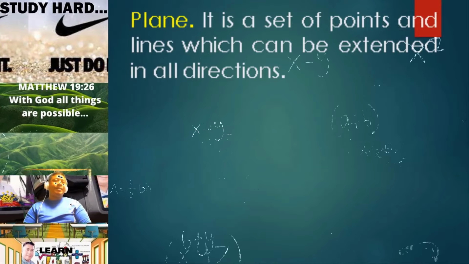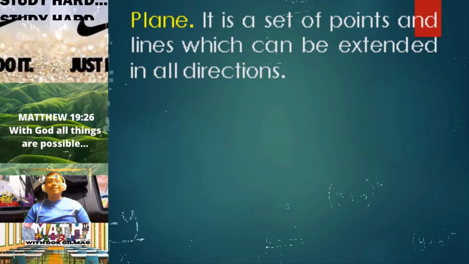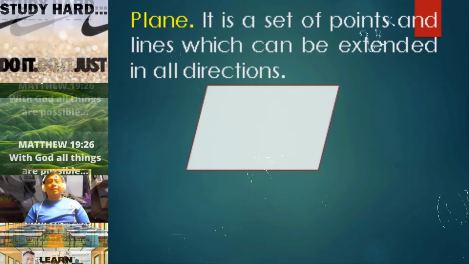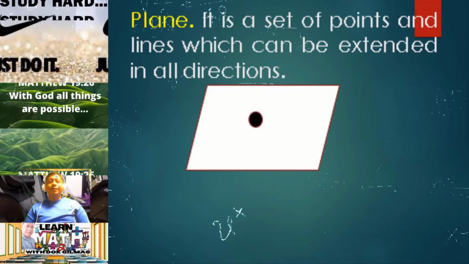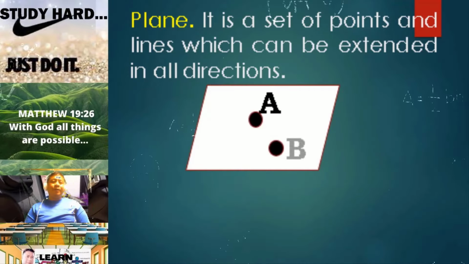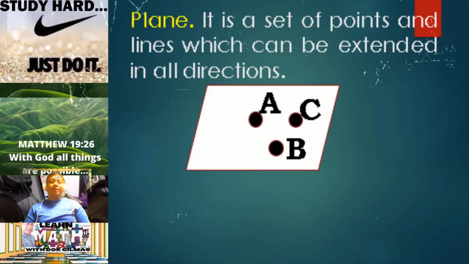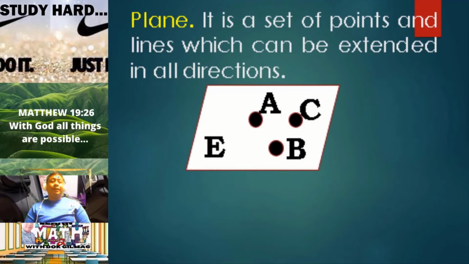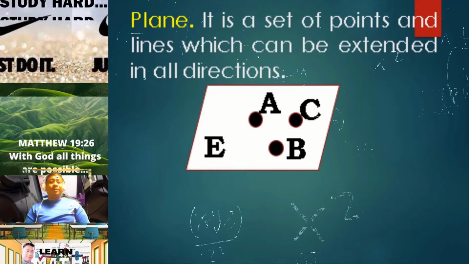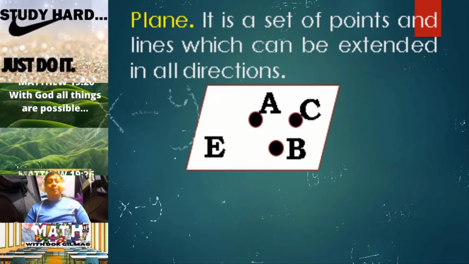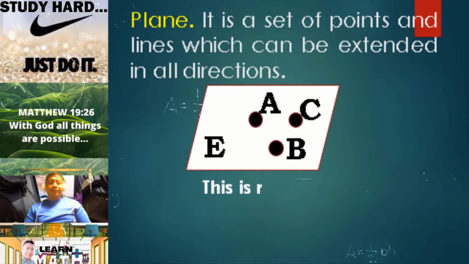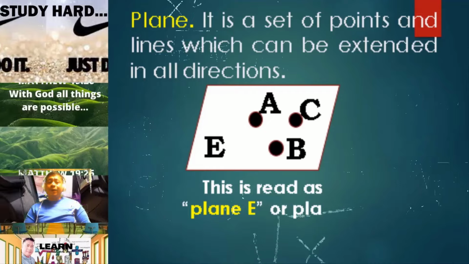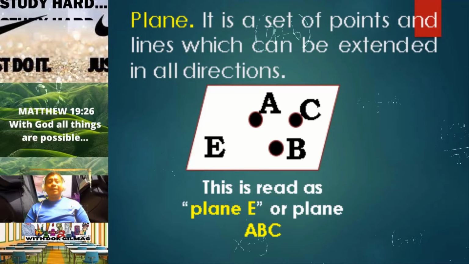Plane. It is a set of points and lines which can be extended in all directions. Consider the given figure here. We have point A, point B, and point C. We simply name a plane using three given points or a capital letter. This is simply read as plane E or plane ABC.